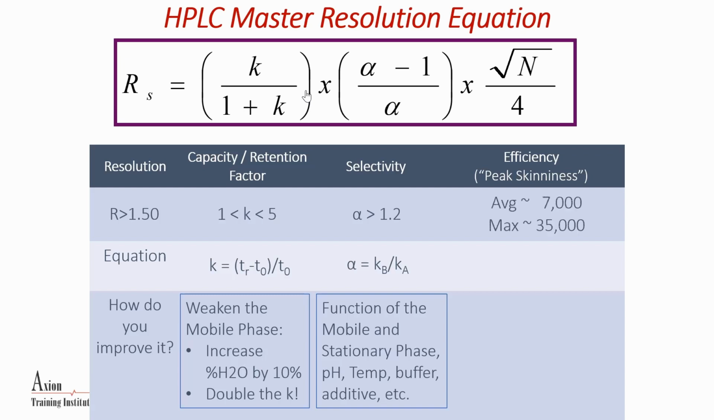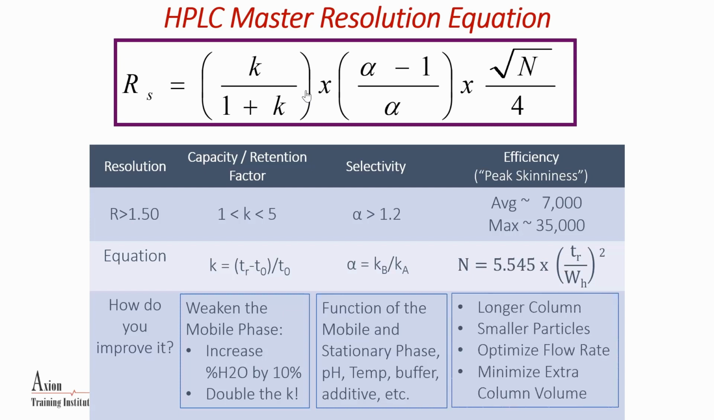And then finally, we have efficiency. Efficiency is just a mechanical measure of sort of the goodness of the column. So it's a function of the column length, the particle size, the flow rate, and so forth. So this is something that we can optimize. We can buy a column with more efficiency by buying a longer column or smaller diameter particles, or we can choose a better flow rate, or we can minimize extra column volume. So these are all ways that we can improve efficiency. So that's the whole world of resolution. That's what we need to solve this equation for every unknown that we have coming in the lab. And the cool thing is, there's a pretty simple way to go about solving it.